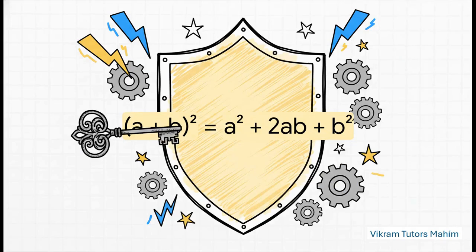And here it is, the master key. The square of a sum is just the square of the first thing plus 2 times the first thing times the second thing plus the square of the second thing. Burn this pattern into your brain. I promise you it is going to pop up everywhere.